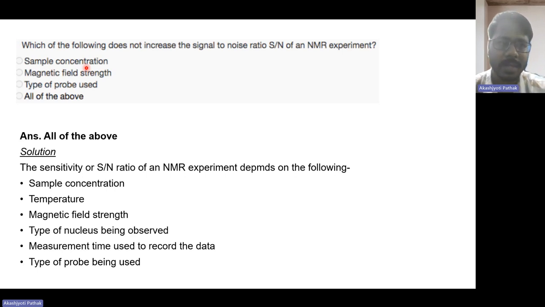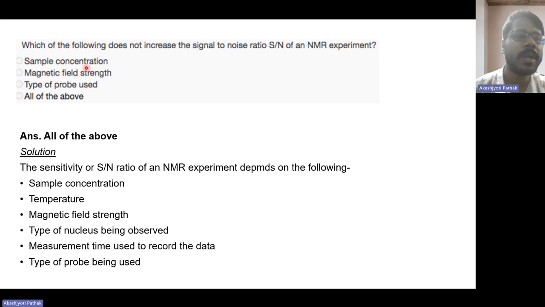So, sample concentration. For an NMR experiment, the main requirement, and also one of the disadvantages, is that you need the protein sample in very high concentration, in a few millimolars, in the 100 micromolar range or in the 1 millimolar range. The sample concentration is required in the millimolar range because NMR is an insensitive technique.